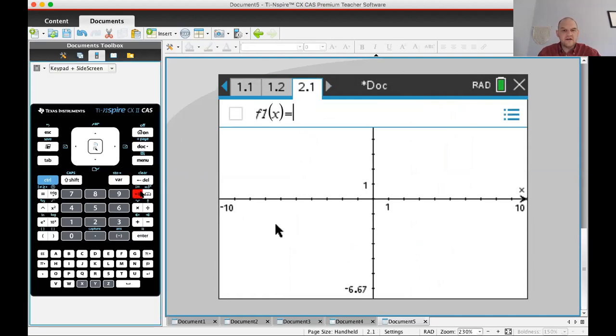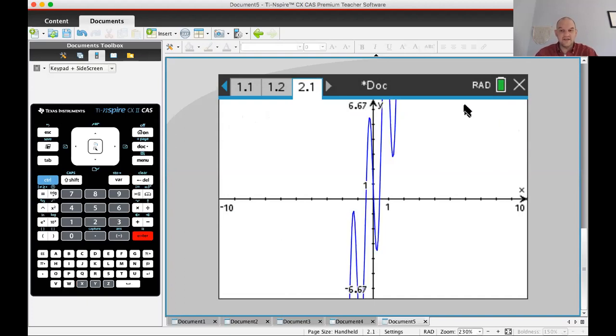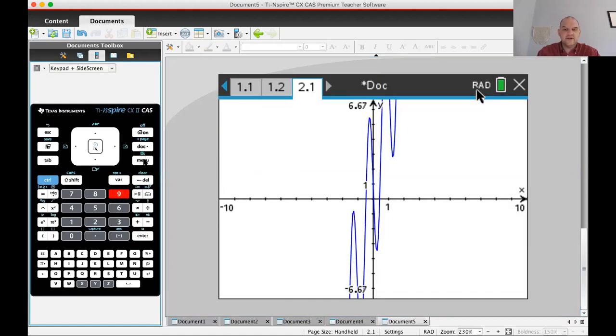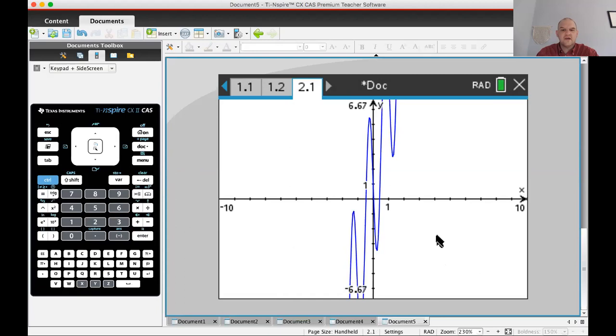So I'm just going to go straight to the derivative. Derivative of 3x squared plus x plus cosine of 6x. Now, your calculator has a different settings page. And on that settings page is where you will change degrees and radians, also for the graph. So if you go menu 9, you can see the graphing angle, radians, always. That's the only way calculus works.